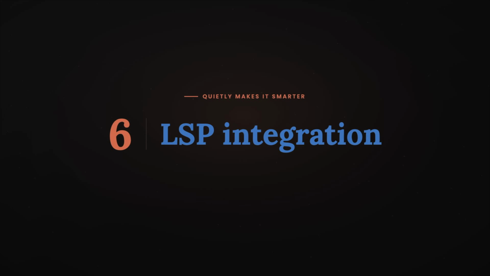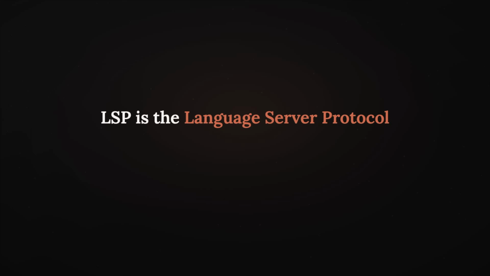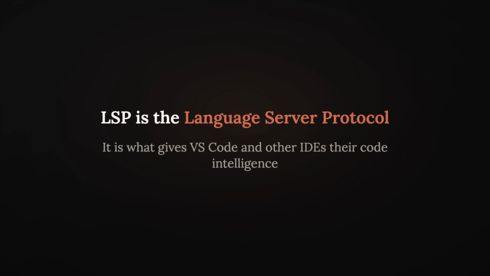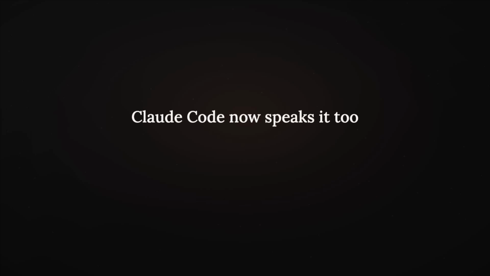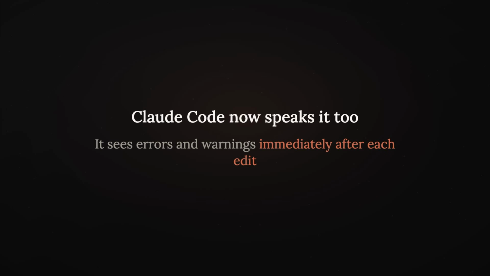So number 6 is LSP integration, and this one quietly makes Claude Code smarter than you actually realize. So LSP is the language server protocol, and this is what gives VS Code and other IDEs their code intelligence. So the instant diagnostics, go-to definition, finding references, and type awareness, they are all due to LSP, and Claude Code now supports it, which means that Claude sees errors and warnings immediately after each edit.